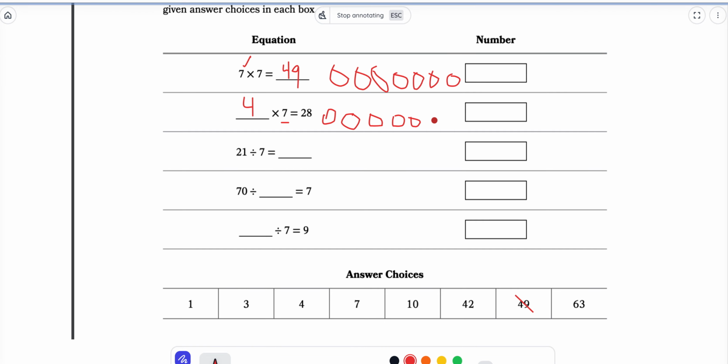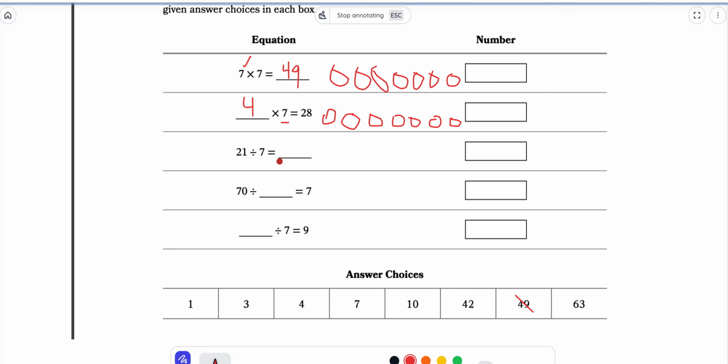4, 5, 6, 7. And you could put 1 in each until you get to 28. So you do 1, 2, 3, 4, 5, 6, 7, 8, 9, 10, 11, 12, all the way to 28. And then you'd make sure you'd see that there's 4 in each group. If you don't know your math facts, that's the way you could solve that.